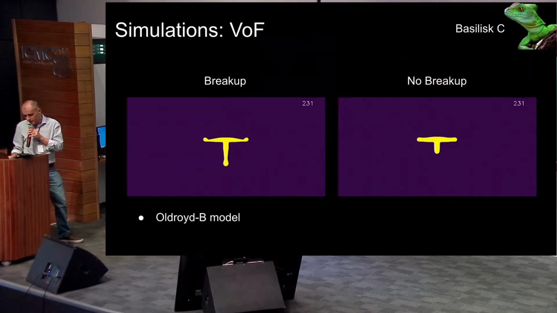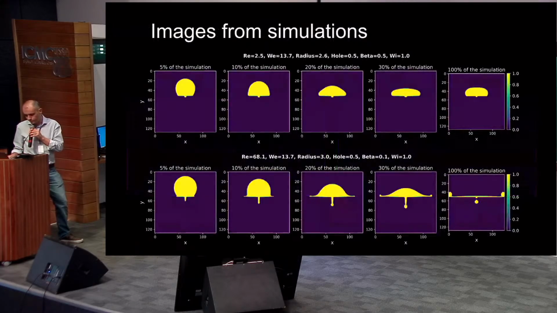We are using Basilisk as the code to capture this using the axisymmetric simulation. On the left, we have the breakup, the formation of small droplets, while on the right, we have just no breakup. We have the contraction of the droplet due to the elasticity of the model.